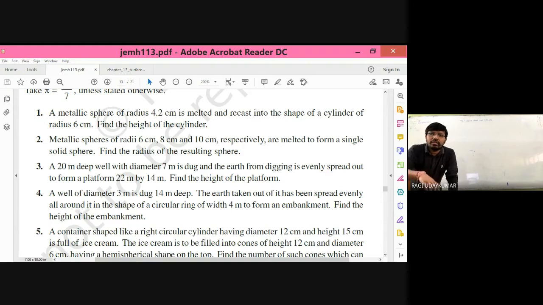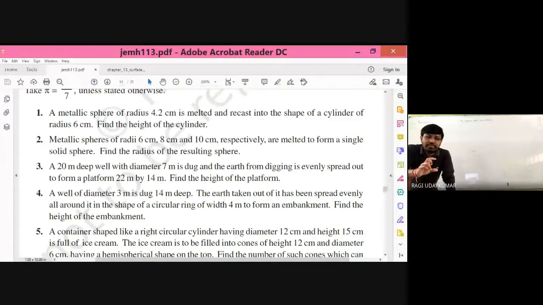So third question, see here. A 20 meters deep well with a diameter 7 centimeters is dug, and the earth from the digging is evenly spread out to form a platform of 22 meters by 16 meters. A platform is nothing but a place for walking, so it will be in the form of a cuboid. So with the length and breadth given, find the height of the platform.